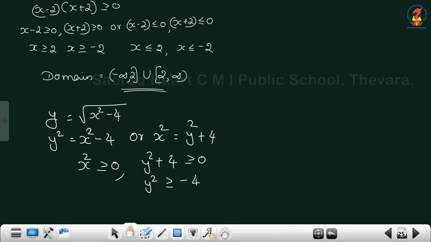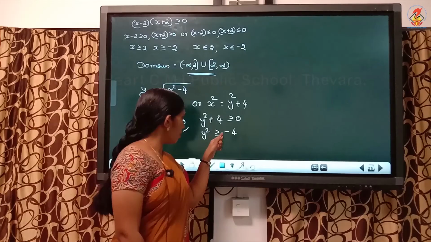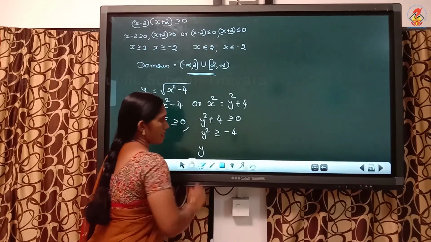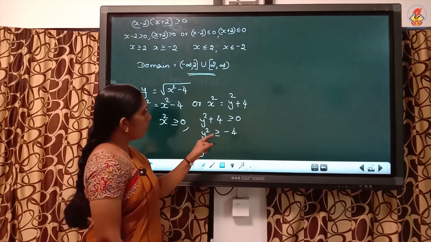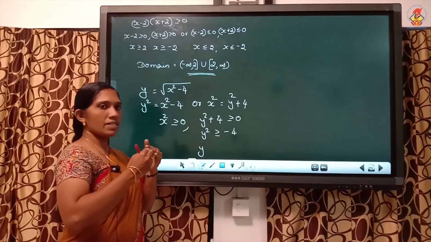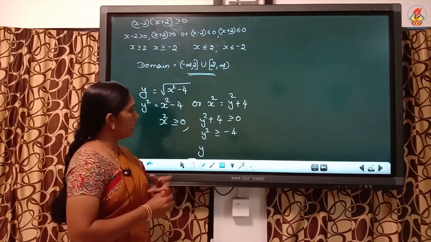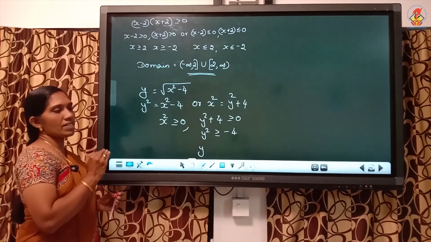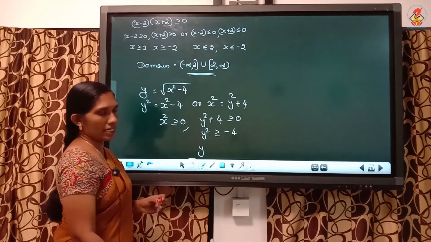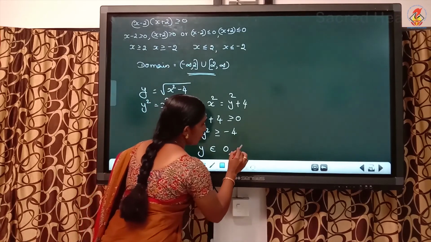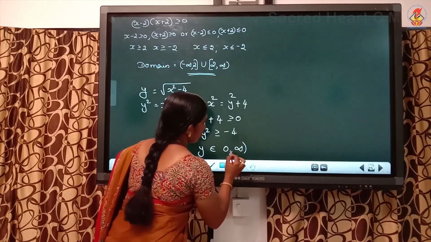But y square means it's a positive number. It cannot be negative. So here this value means y belongs to the square root of minus 4, that negative side to infinity. That is the meaning. But y is the root, so we can't take that negative side. You can take more than that. So I can write y belongs to 0 to infinity. Okay.